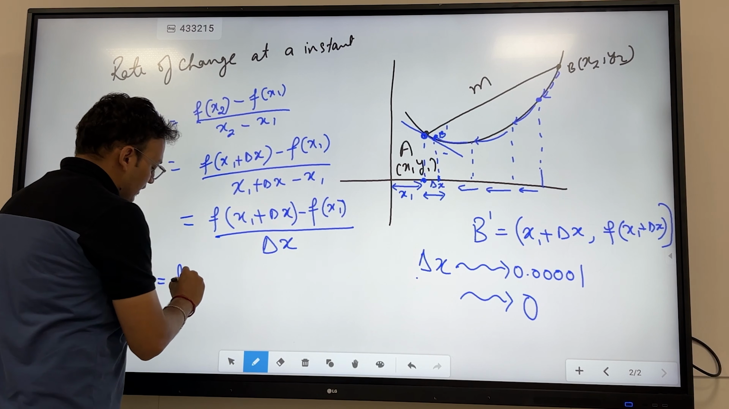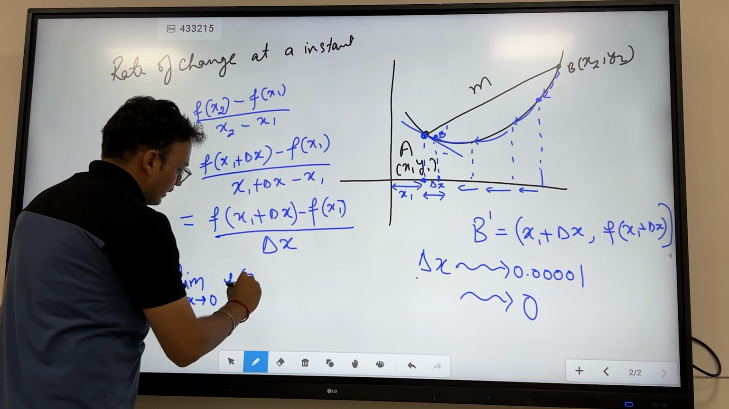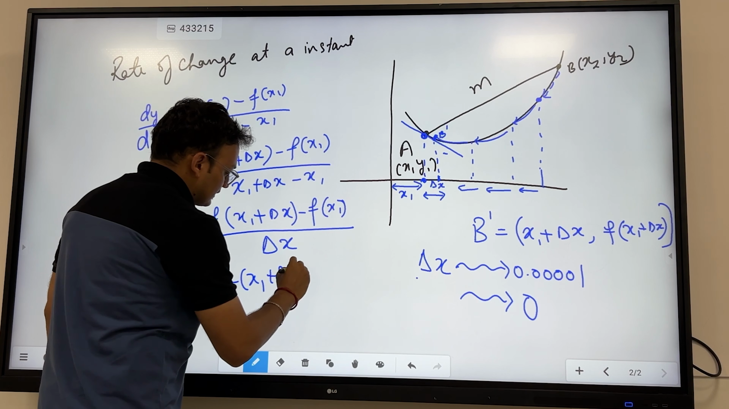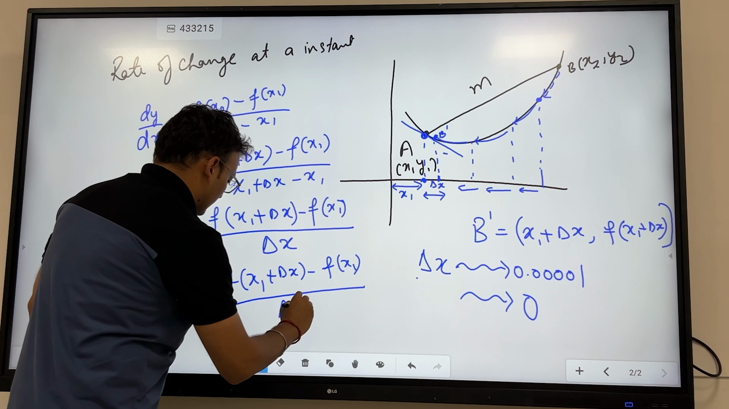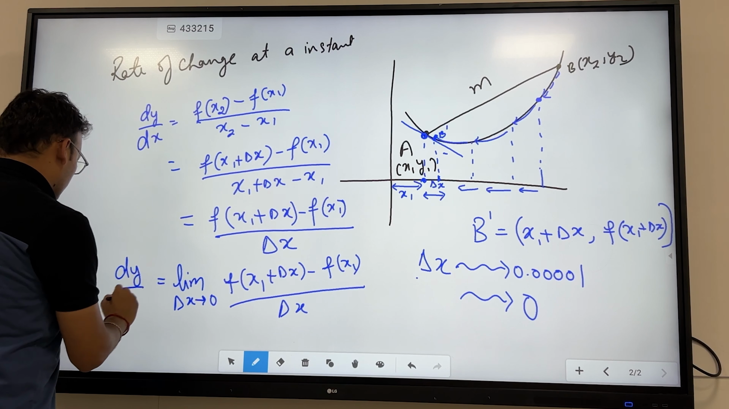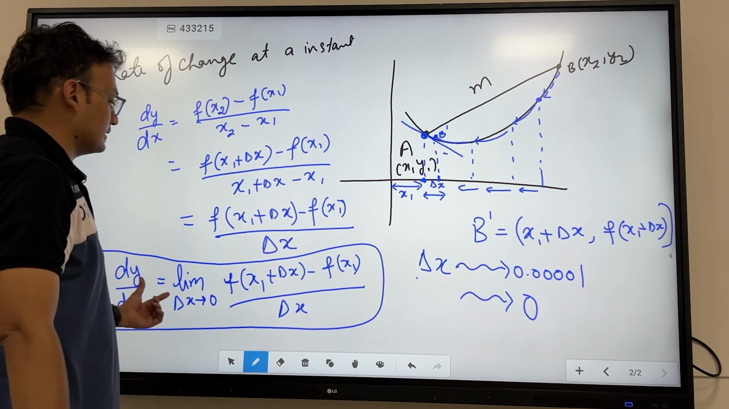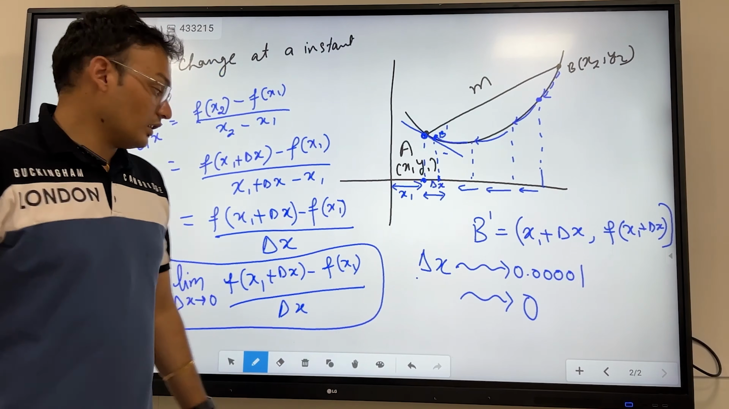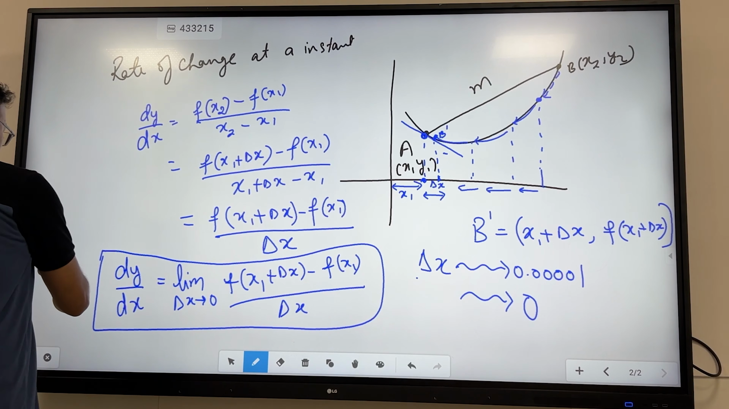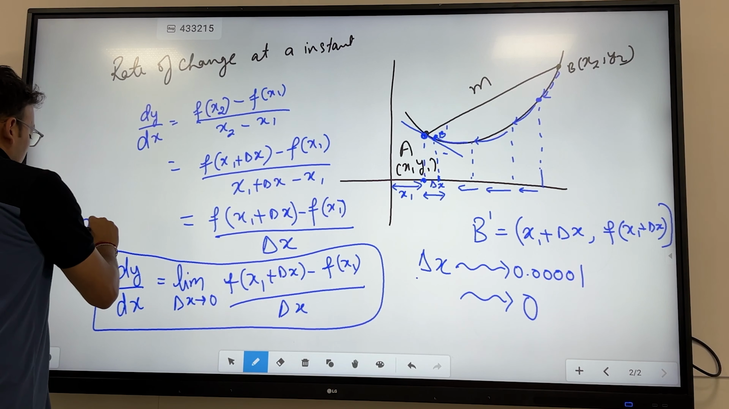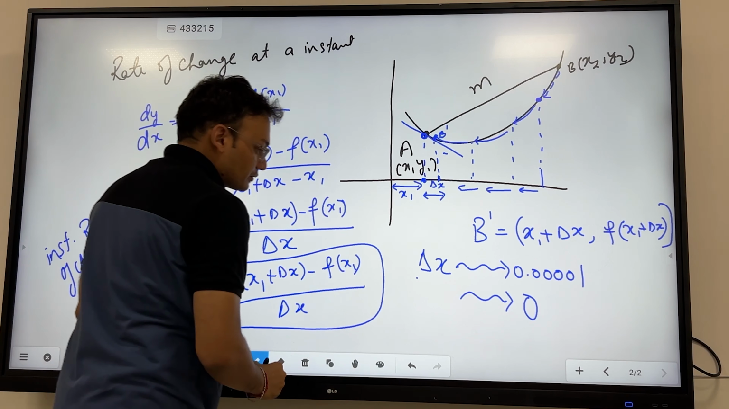So can I say that delta x will be moving towards 0? So can I use the limit? Limit delta x tending to 0 of f of x1 plus delta x minus f of x1 divided by delta x. This is our dy over dx at an instant. This is the differentiation, right? That means this is our instantaneous rate of change. Is it clear to you, students?